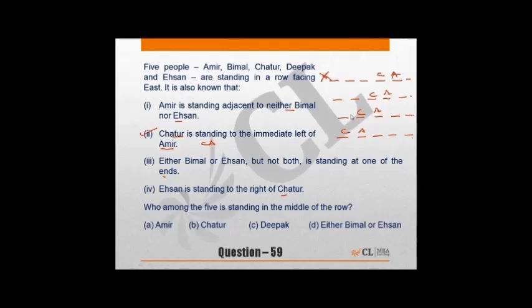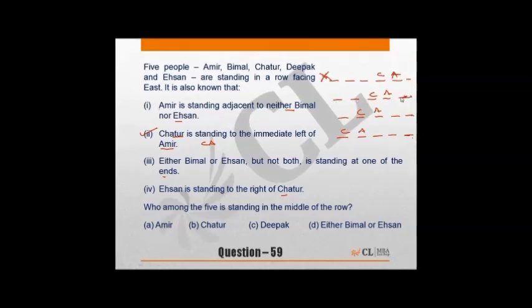Let's see if it is possible in others. Yes, it is possible here as well as here. E could be standing to the right of Chatur. Okay. But look at the other statements. Amir is standing adjacent neither to Bimal nor Ehsan. So E cannot be standing here, E will have to be on this side.